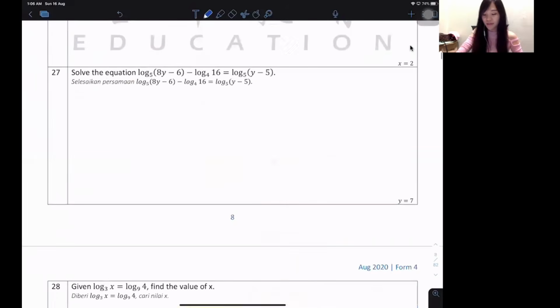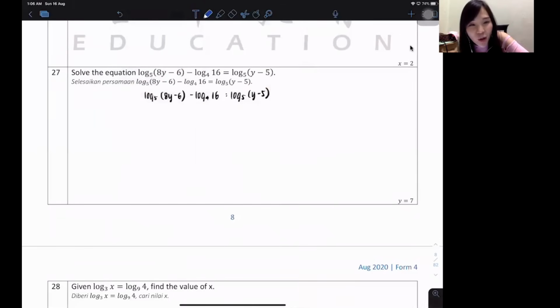Go on. Question 27. So same thing. Log base 5 of 8y minus 6 minus log base 4 of 16 equals log base 5 of y minus 5. Again, indices or logarithm questions? Logarithm. Can I open bracket? No. Forever start from what? Same base. Guys, can you see you have base 5 and base 4? Can anyone tell me, which one will you choose as your base, 5 or 4? I hope you won't choose 5. You know why? I realize two of them are base 5, okay? But if I choose base 5, 4 and 16 don't have any relation to 5 also. So I don't think choosing base 5 is a good choice.